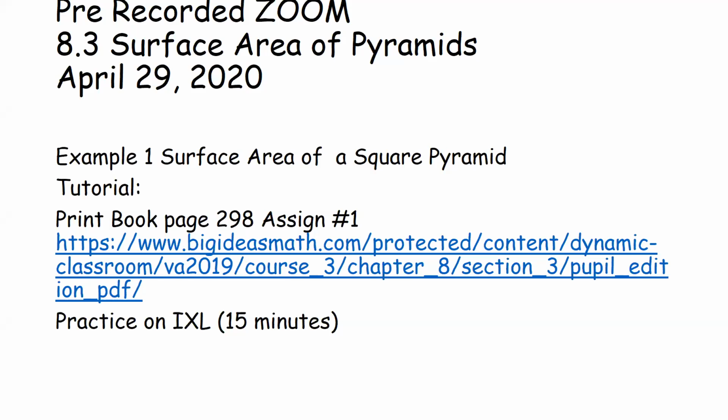We're going to look at 8.3 surface area of pyramids. So if you will get your paper from your packet for math, this is 8.3 surface area. On the bottom it should say page 298. We're going to take a look at that today, look at the online tutorial, and then I'll have you practice number 1 on the bottom of page 298.